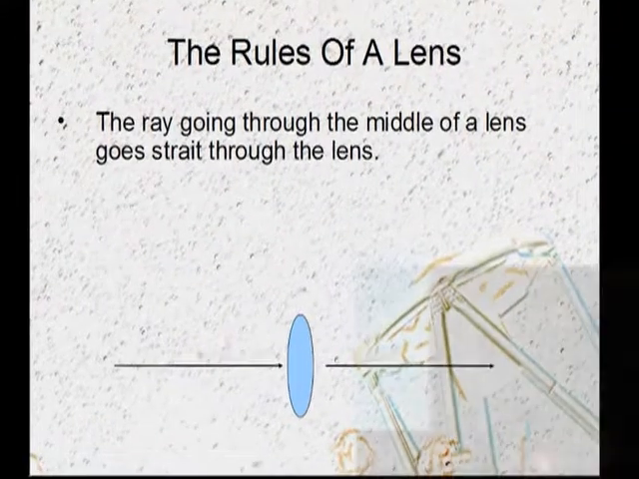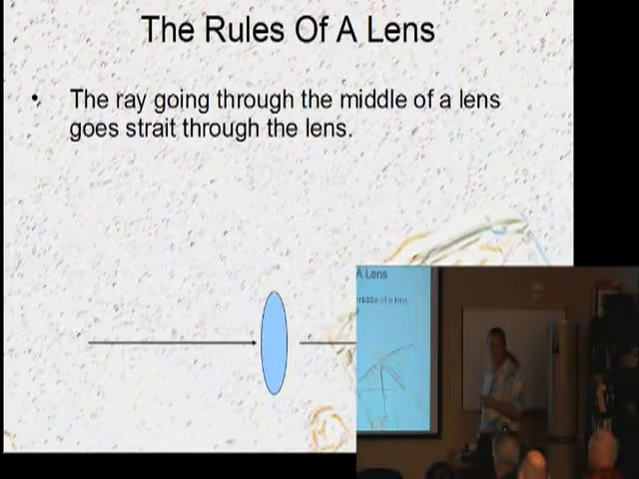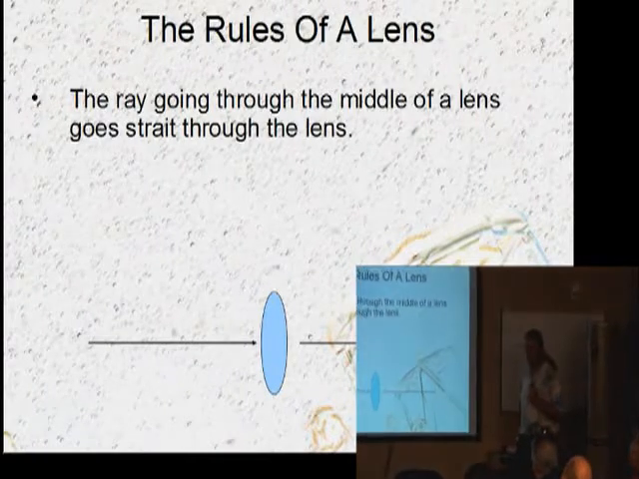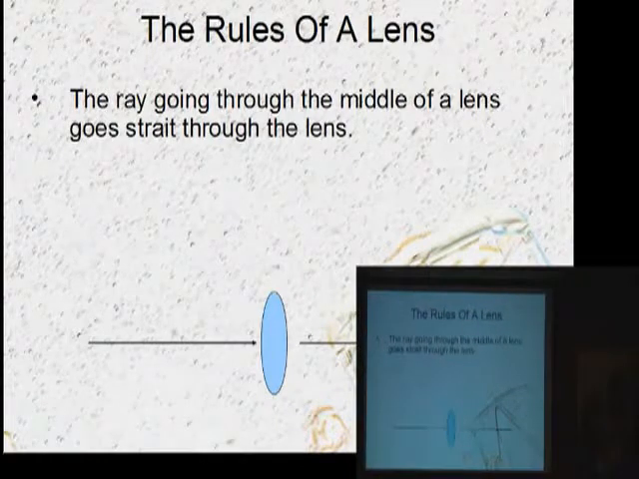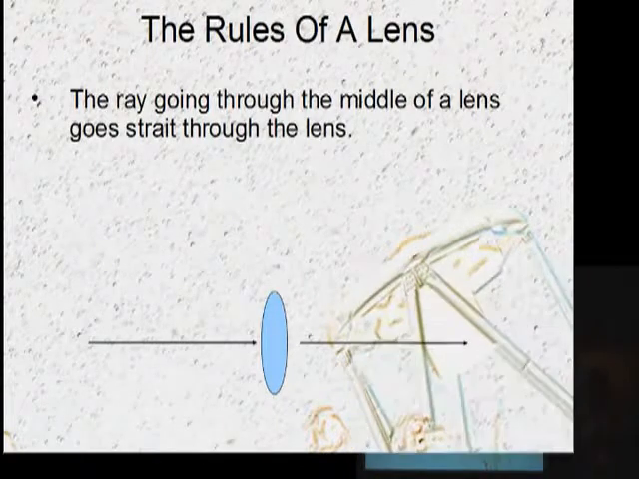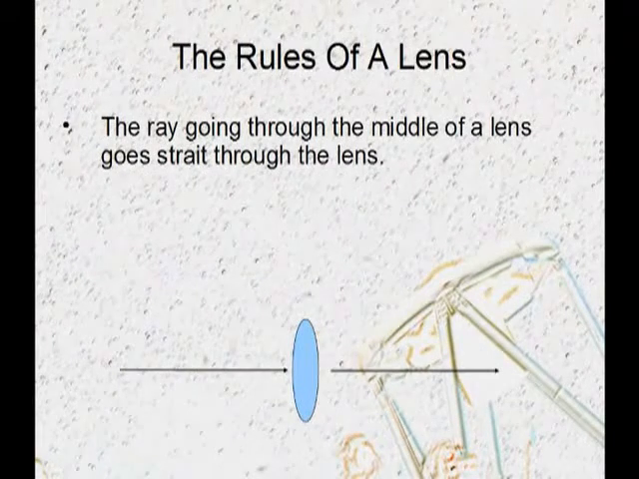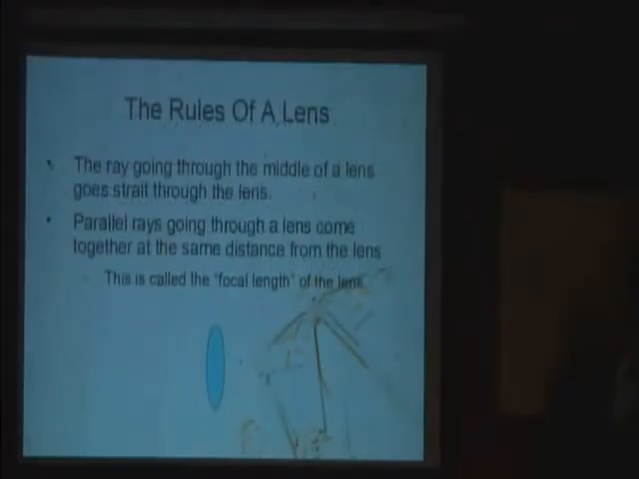A line going through the center of the lens will keep going straight. If it goes right through the center of the lens, it goes through just like it was the pinhole. So we can keep in mind that this is the ray that goes through the pinhole. The ray going through the middle of the lens goes straight through. The parallel rays going through a lens come together at the same distance from the lens. That distance is called the focal length.